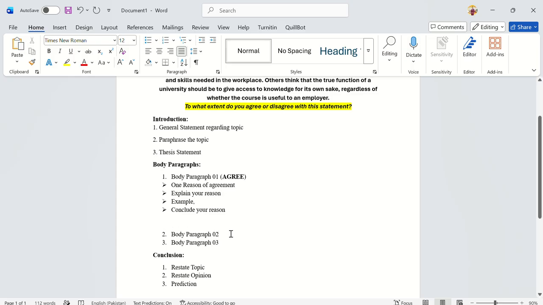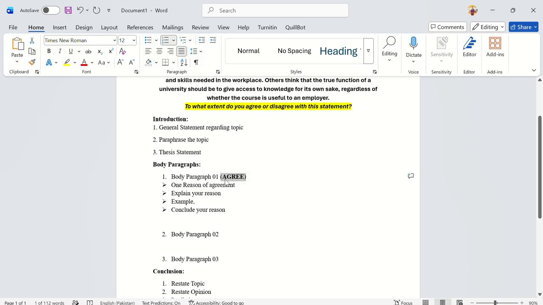Now move on to body paragraph 2. As I mentioned before, if you already agree, then in body paragraph 2 you must also agree because you have to provide the same thing. And if you agree, you have to again provide the second reason of agreement, right? In body paragraph 2, you again agree, but now you have to give the second reason of agreement. Same things which I wrote here.